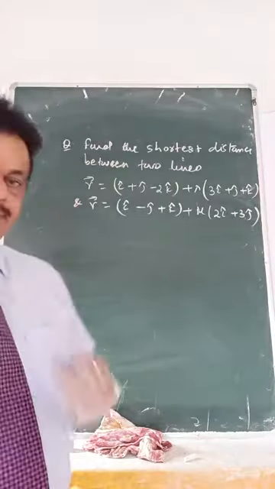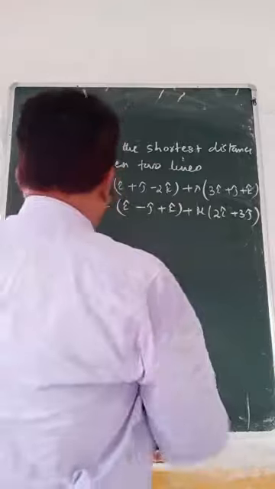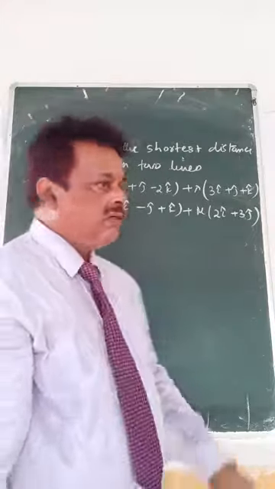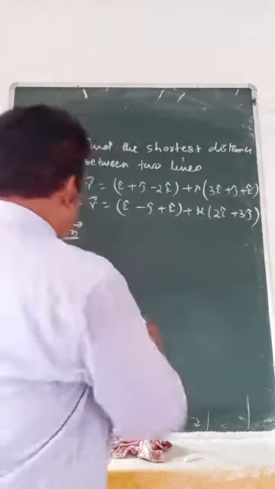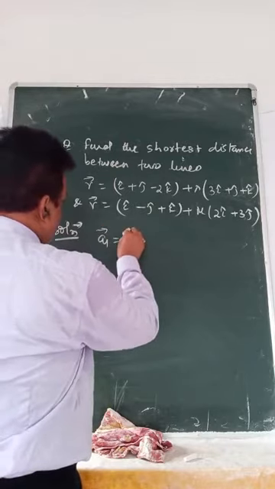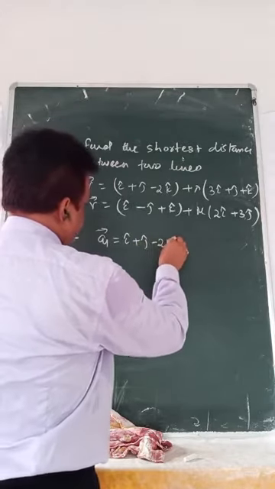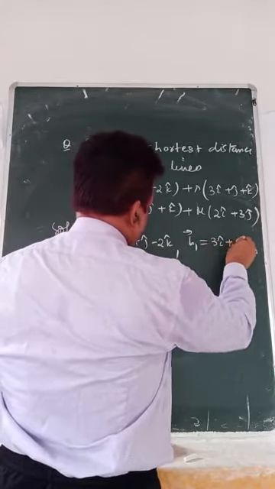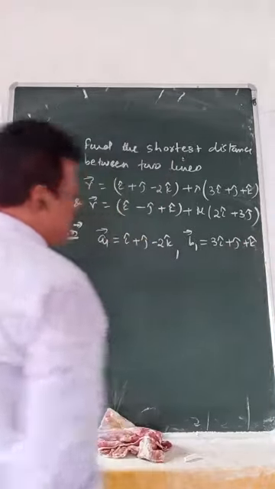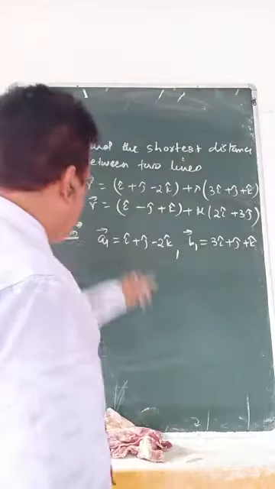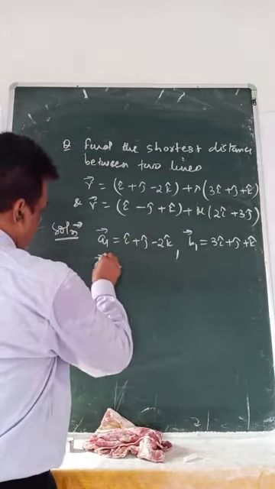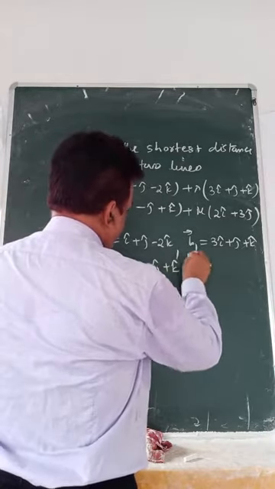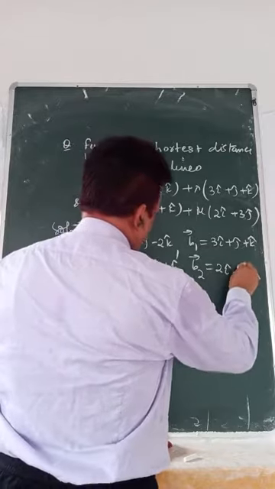Suppose, okay, then you find out which are A1, which are B1. This is A1, this is B1. Write down A1 vector equals I plus j minus 2k. B1 vector is 3I plus j plus k. A2 is I minus j plus k. B2 is 2I plus 3j.